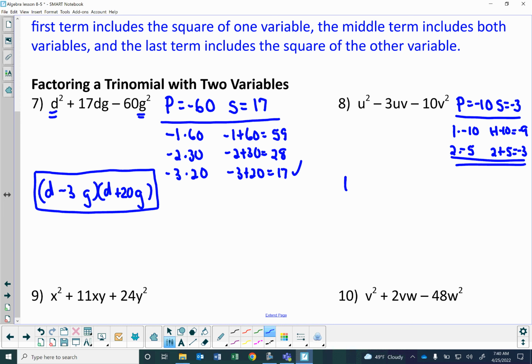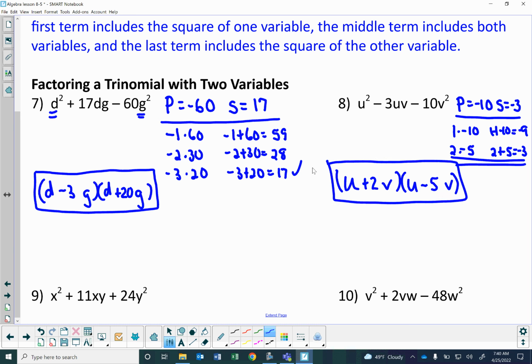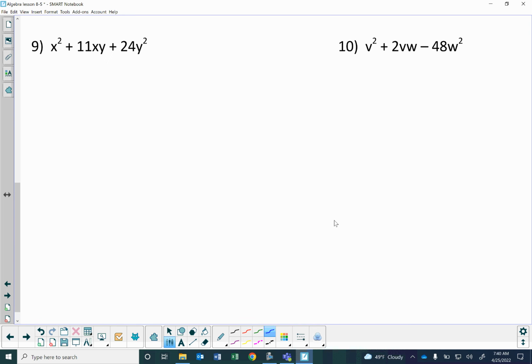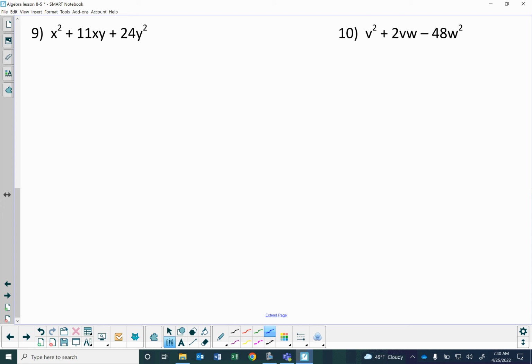So I have a u at the beginning, and I have a v at the end, and I have plus 2v and minus 5v. So u plus 2v, u minus 5v. And again, you can check all of these by multiplying them back together and making sure you get to your original problem.